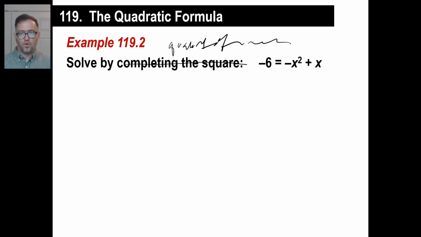Quadratic formula. Okay. It's like a disease I used to have. Anyway, okay. So let's solve this by completing the square. Forget it. No, we're using the quadratic formula.